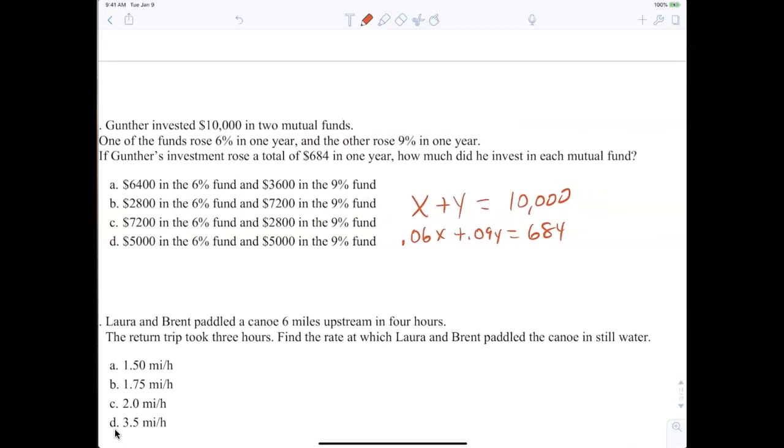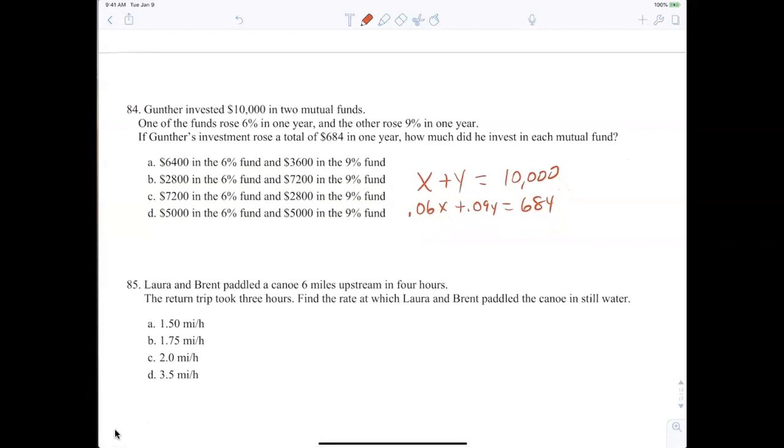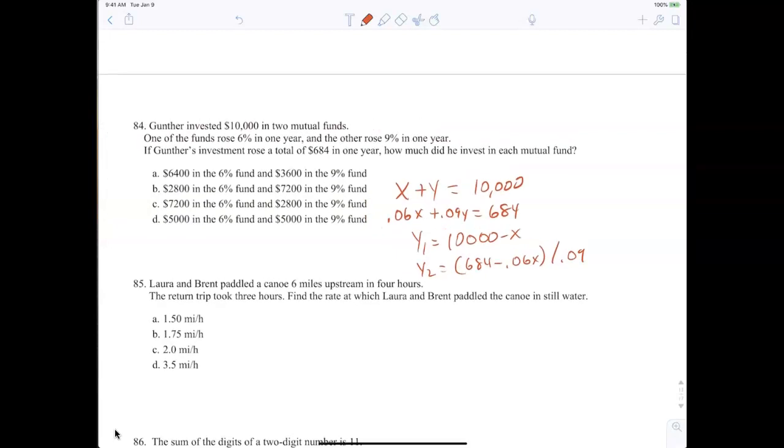All right. So now I'm going to remind you how to plug this in on the calculator. So Y1 is equal to 10,000 minus X, and Y2 would be parentheses 684 minus 0.06X divided by 0.09. Now you got to go to your window and change the domain. I wanted you to change your domain from 0 to 10,000. And you're saying, well, how did I know that? I knew that because there was $10,000.